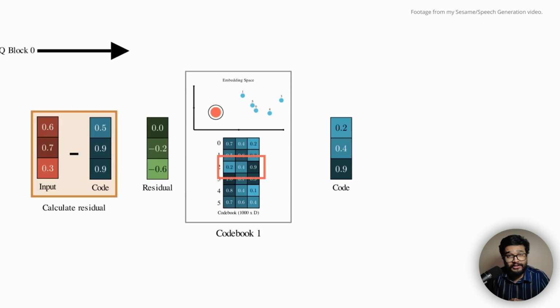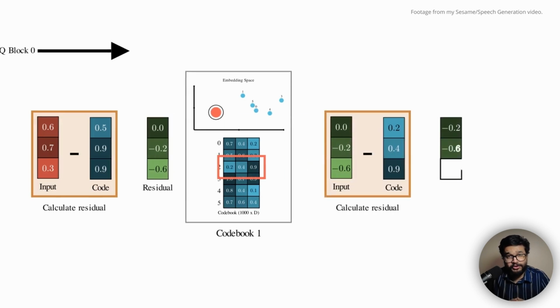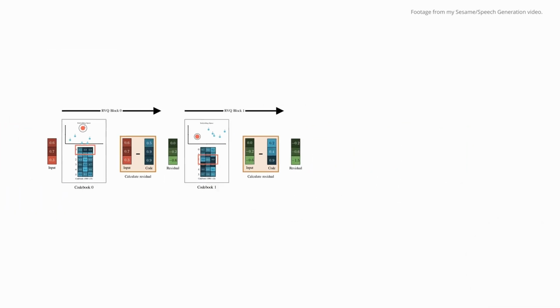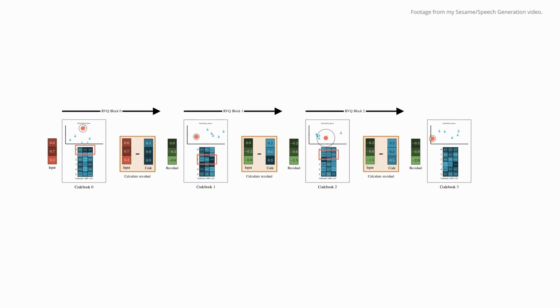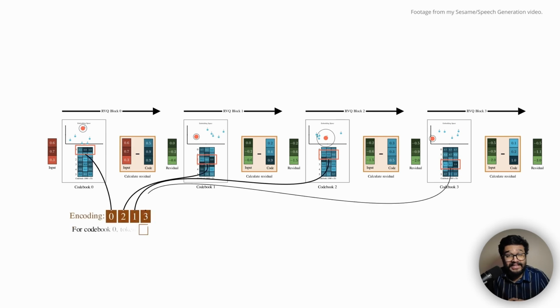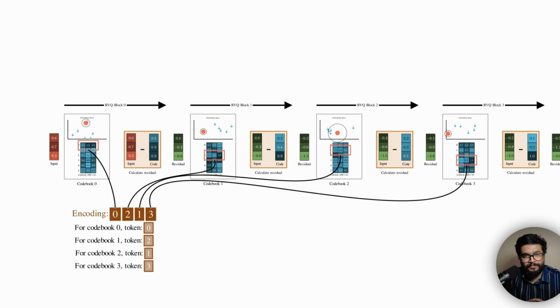Then subtract that too, and you get an even smaller residual. Quantize again with the third codebook. You can keep doing this for as many codebooks as you want, and each step will hierarchically capture a little more detail that was missed in the previous round. If you repeat this for, let's say, n codebooks, you get a collection of n discrete tokens, one from each stage of the quantization, to represent this one audio frame.